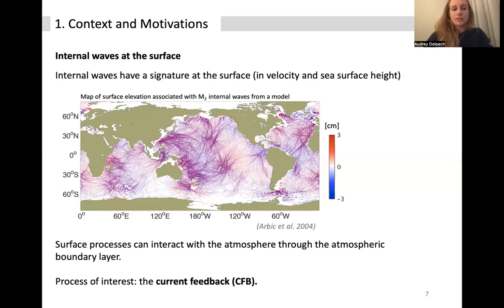And they do have a surface expression. And we know that surface processes can interact with the atmosphere through the atmospheric boundary layer. And so here we're going to focus on one of these interaction processes, which is called the current feedback mechanism. The current feedback is just a way of taking into account the local currents in the wind stress expression and its retroaction on the currents in the ocean.